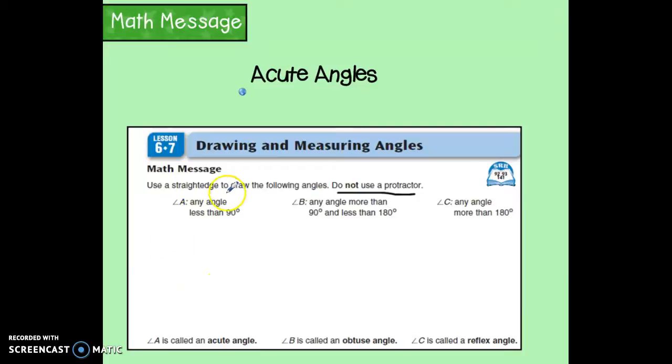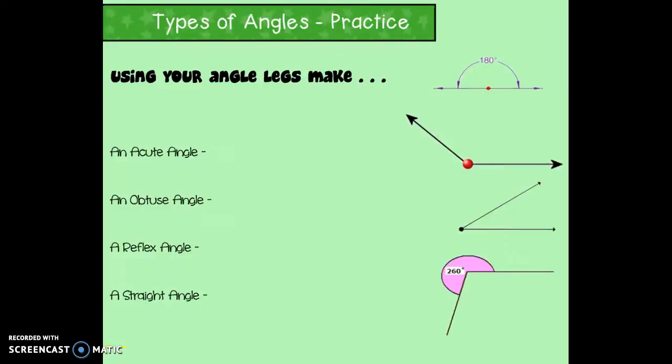So the first one, you need to draw an angle less than 90 degrees. Draw one that is between 90 and 180, that's called obtuse. And then anything that's more than 180, that's called a reflex. I want you just to draw those three angles on your page. We are going to do something with those in our group link.